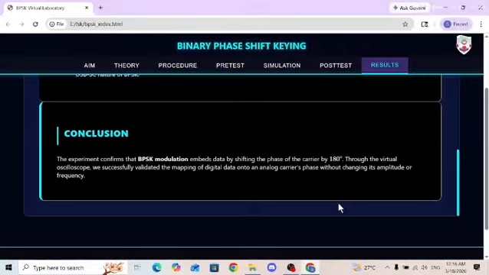Thus, the experiment successfully demonstrates how binary phase shift keying modulates digital data by changing the phase of the carrier signal. This method is widely used in communication systems due to its robustness against noise.